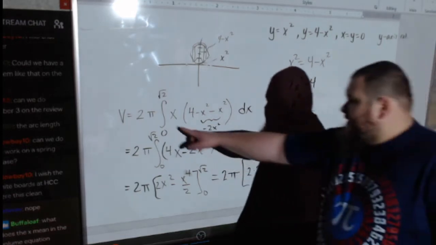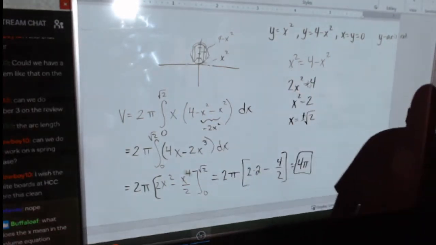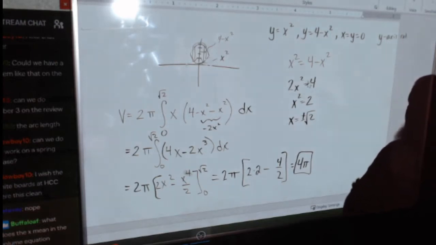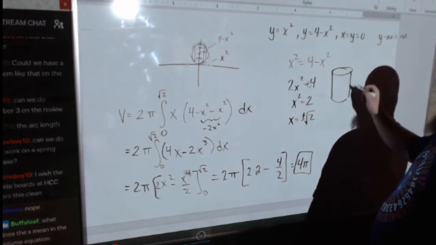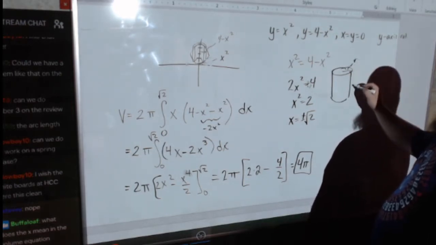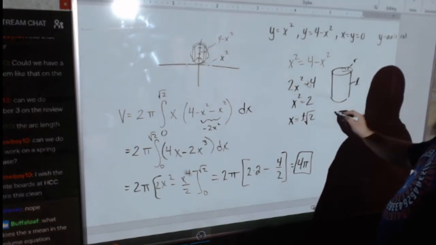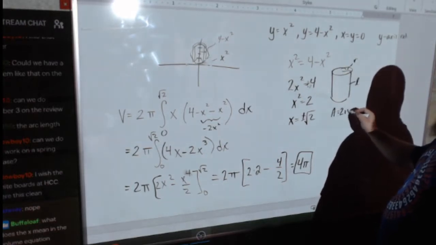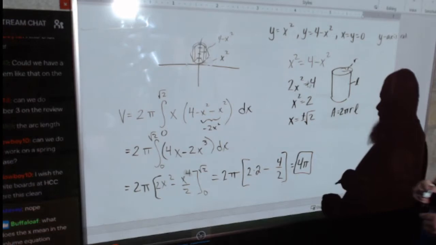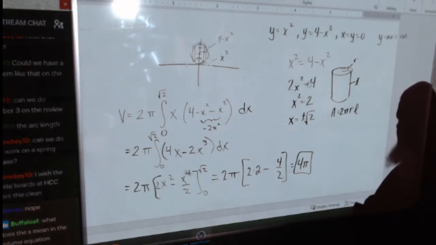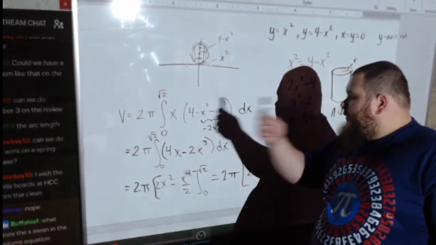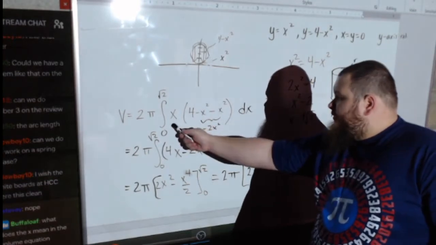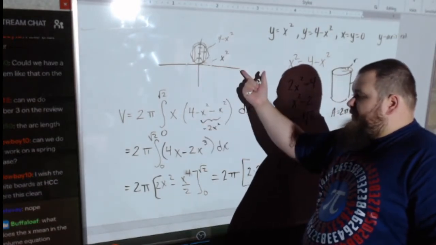So this is the radius. Remember that for the cylindrical shell we treat it as though it's a cylinder, right? And so this is R, and let's call this L. Its area is 2 pi RL. So that's where we get the 2 pi. This is R, and this is L. So R could also be affected if we rotate it about some other axis.